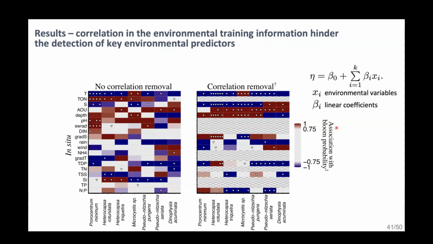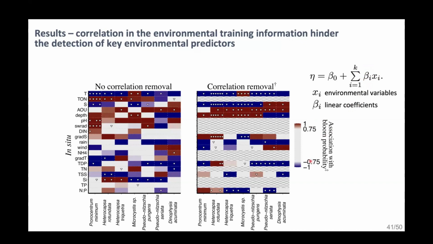And by the way, what we call association is just linked to the sign of the beta value. So we train multiple models and we just check what is the sign of the beta value. And like I said, when the beta value is positive, it means that the environmental variable is associated with an increase of bloom probability. When it's negative, it's associated with a decrease in bloom probability. We train multiple models and we just check how many times we get a positive or negative sign. And so in the extreme case, when it's 1, the corresponding beta value is always positive. When it's -1, it's always negative.